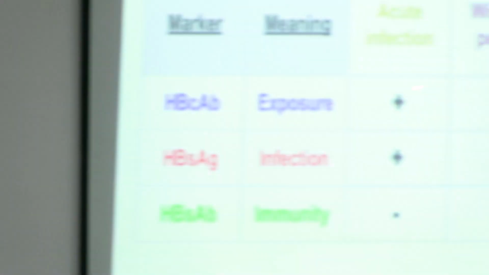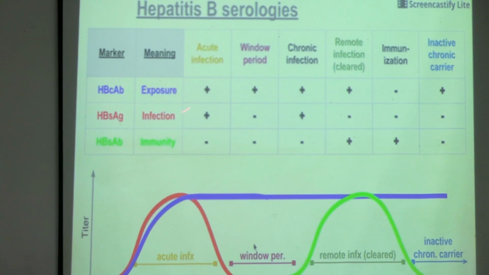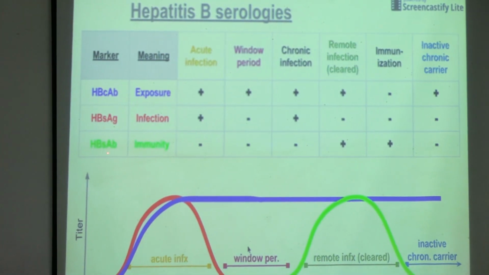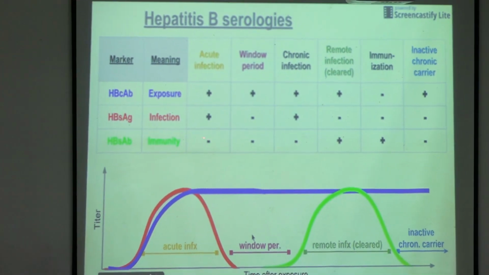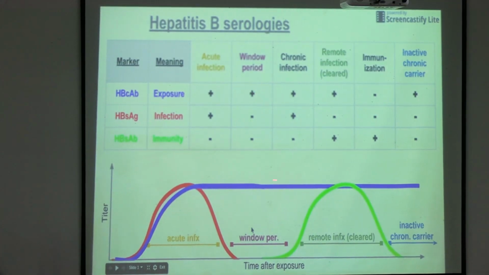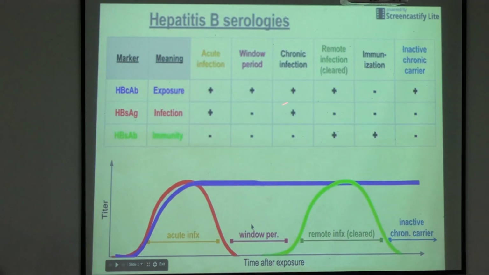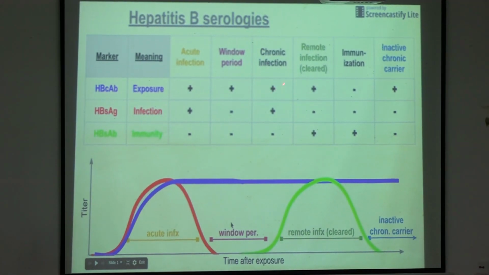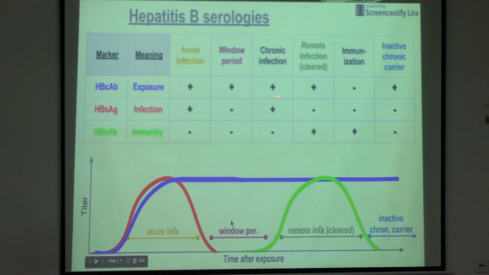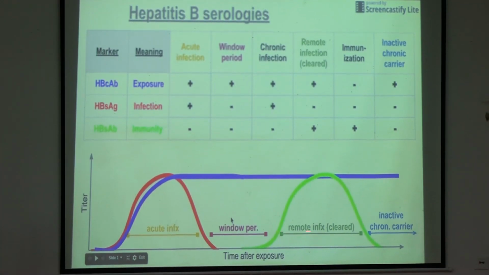So what happens in acute infection? Acute infection is HBsAg positive, anti-HBc positive. These are there in acute infection. But anti-HBs is negative. Window period we have seen, only anti-HBc is positive here. Okay, this is the acute infection, you can see here, this phase. Then chronic infection. You can see here HBsAg is positive. This stage is the chronic stage.